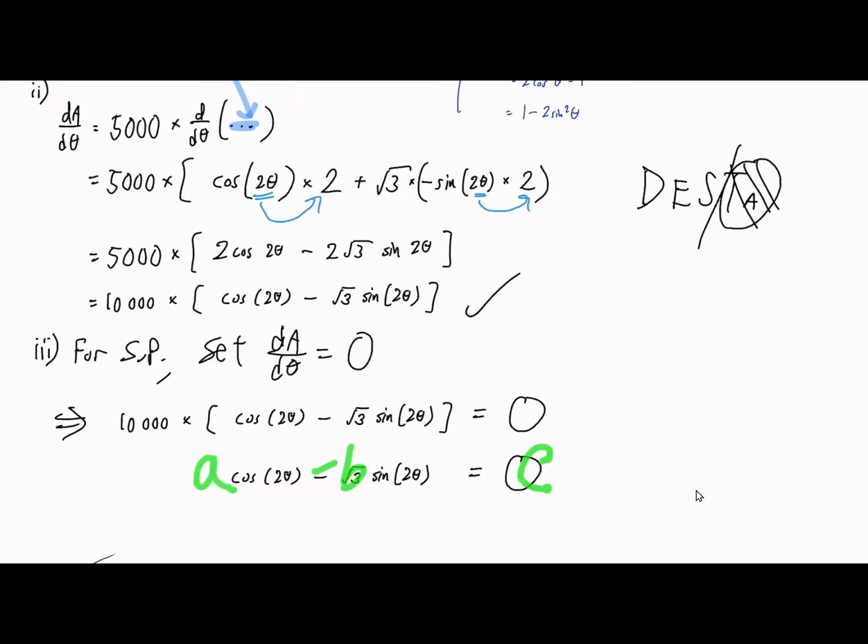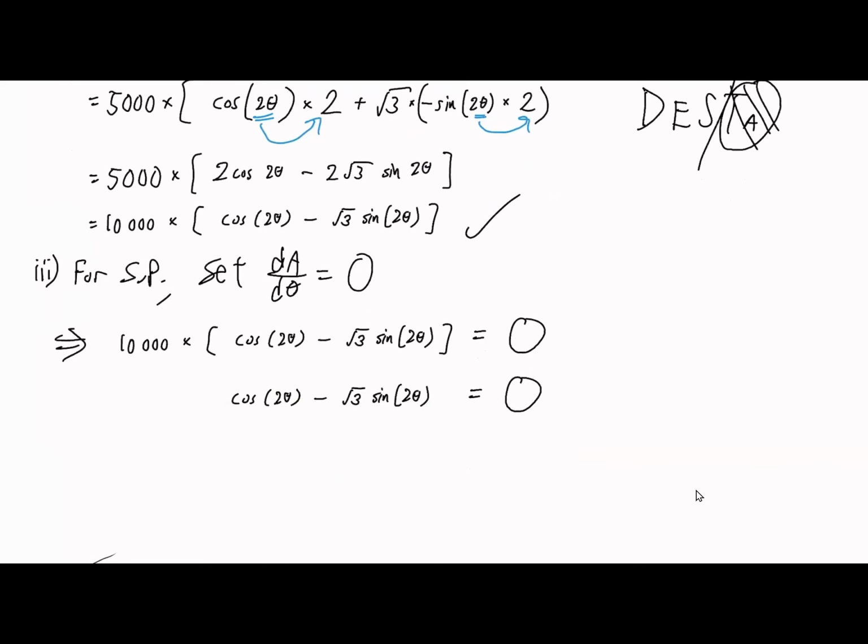Then you're going to use the R formula, is it? Remember the R formula? Please don't. Please remember the special case. There's a sine, there's a cosine, there's a zero. What should you do? Bring to the other side. Don't use the R formula yet. Overkill. So bring it over, you get root 3 sine 2 theta.